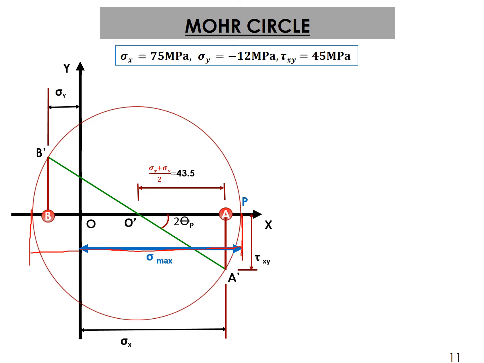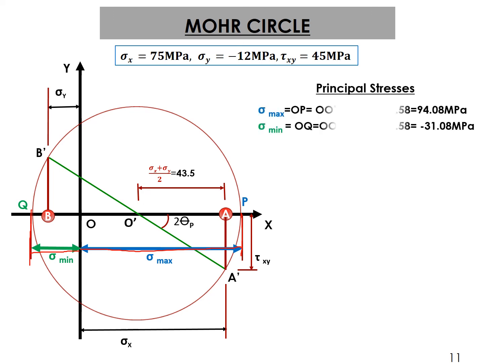Now, how to calculate OP? It's simple. OP is equal to OO', which is known to you, plus the radius. That gives you sigma max. Similarly, sigma minimum. So the principal stresses, sigma max, as I told you, you just add the radius and subtract the radius, you get both the stresses. See how simple it is to work out with this Mohr circle.